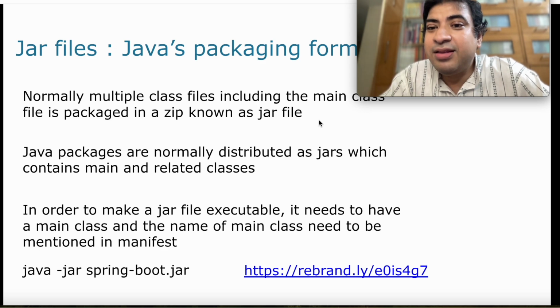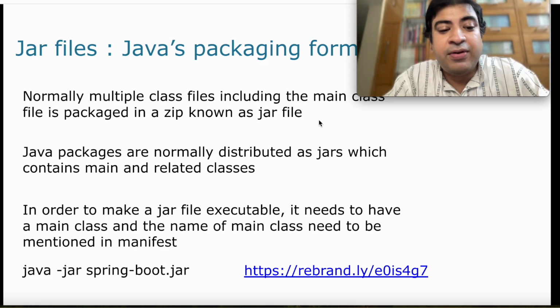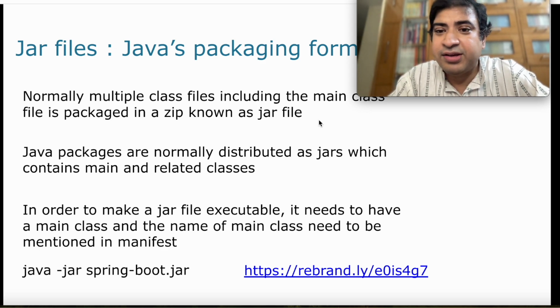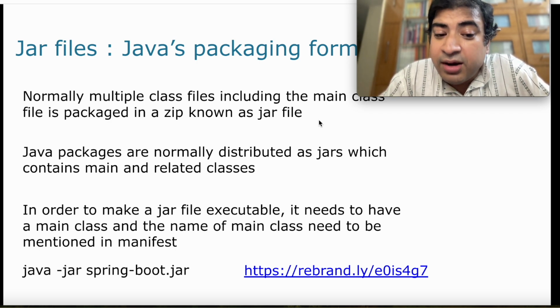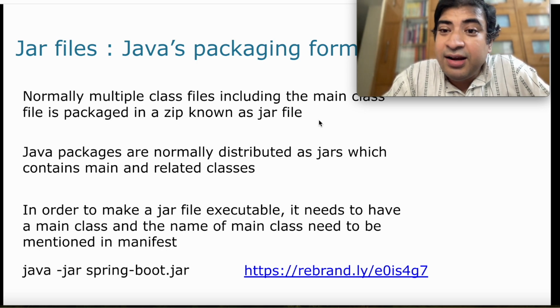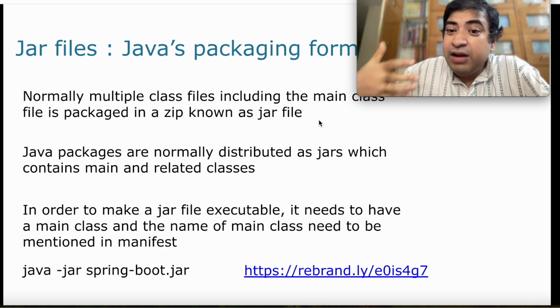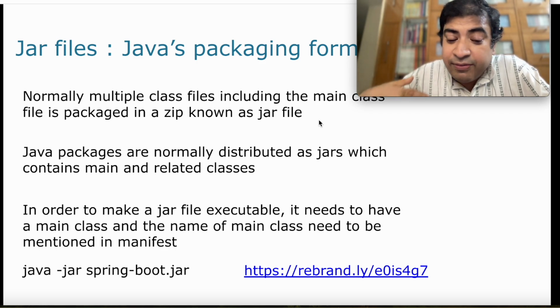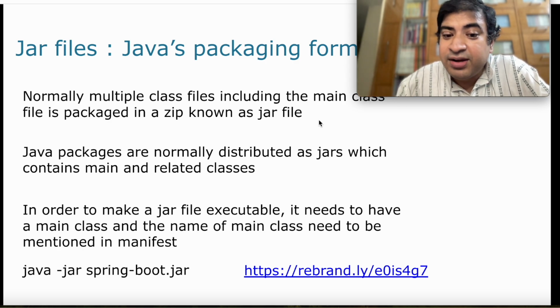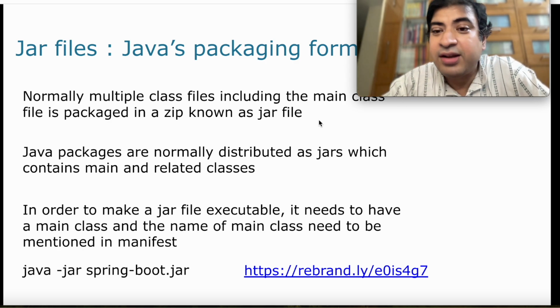Then we can run the jar file using the command java -jar and then the name of the jar file. And this is how normally in today's world we run a Java program. The advantage of running this jar file is, instead of running a single class, it will be able to run that class, and any dependency of the class which it needs, everything is available within that jar file.